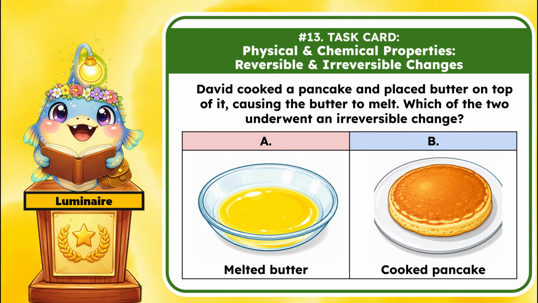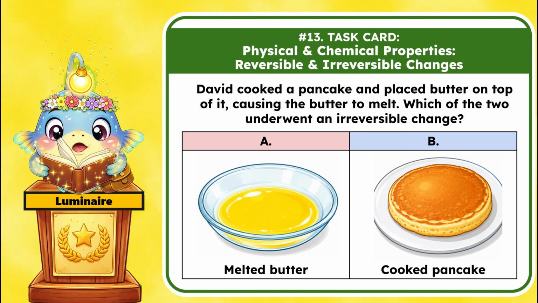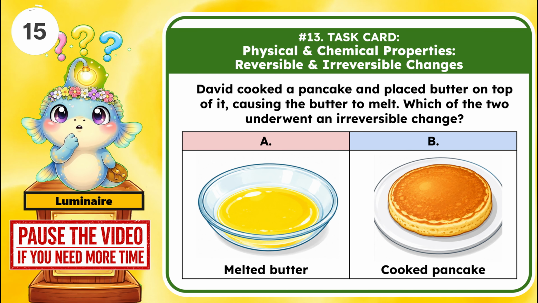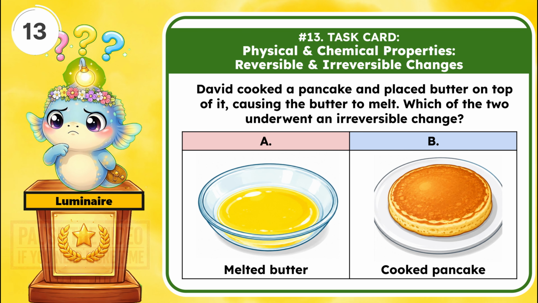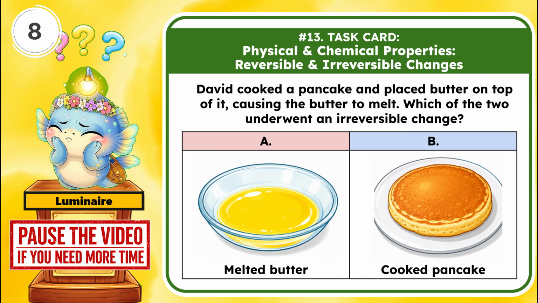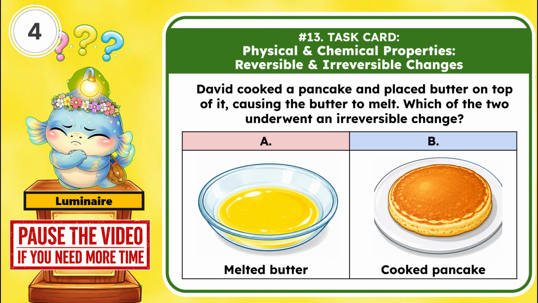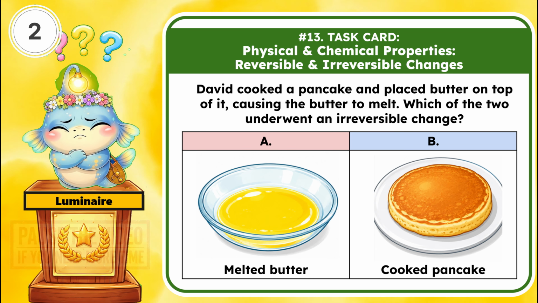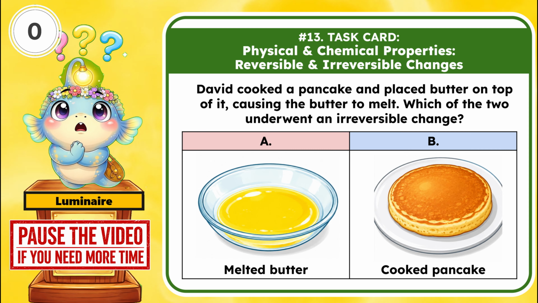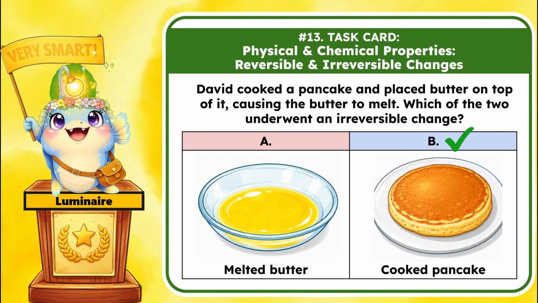David cooked a pancake and placed butter on top of it, causing the butter to melt. Which of the two underwent an irreversible change? And the correct answer is letter B. Cooked pancake.